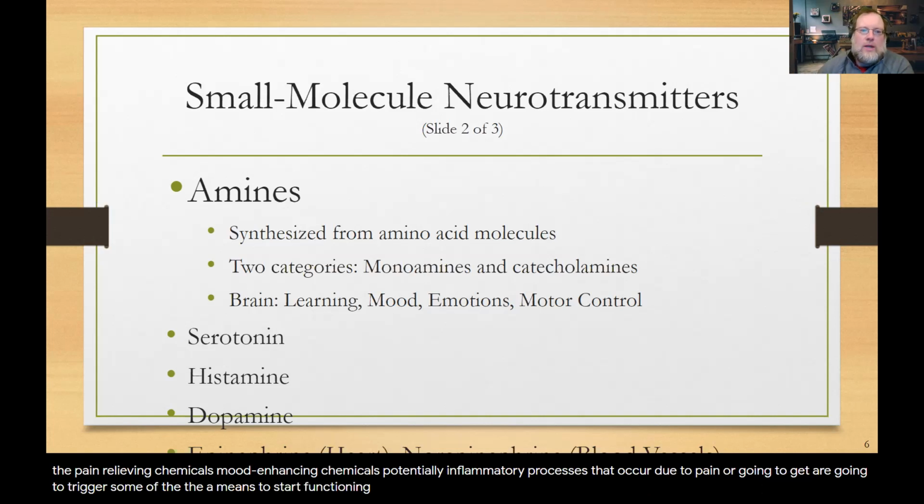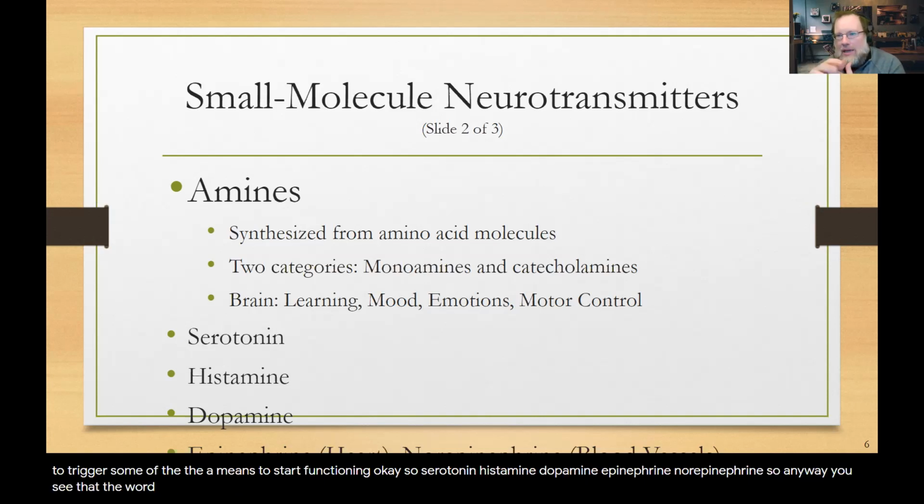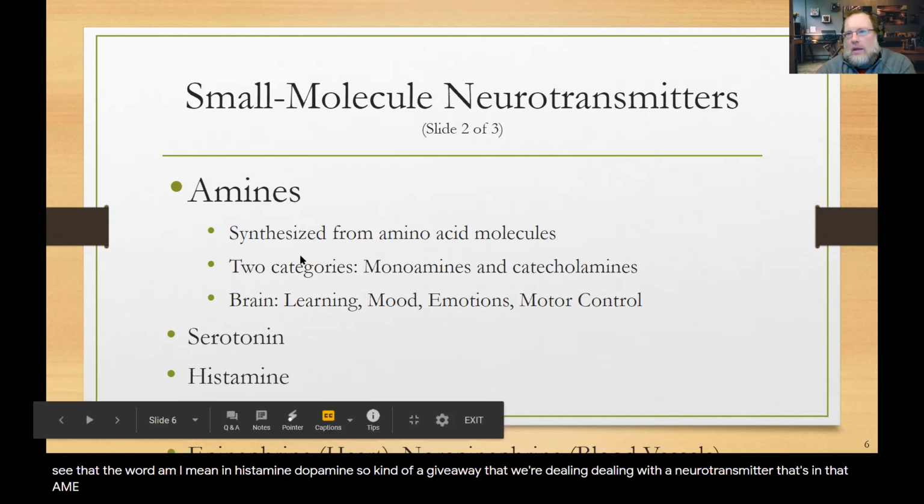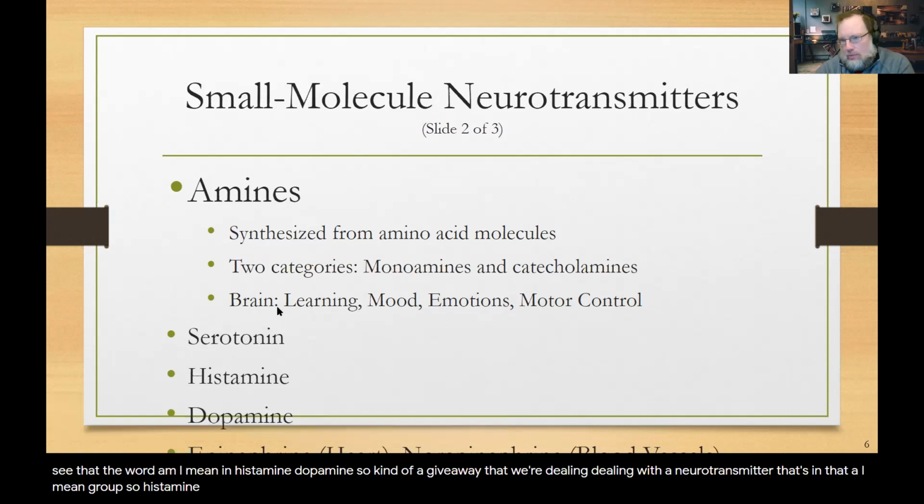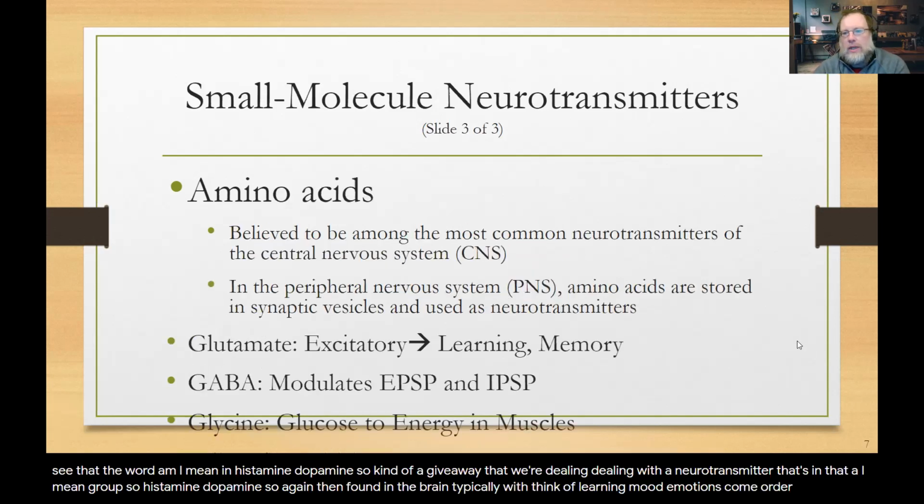So serotonin, histamine, dopamine, epinephrine, norepinephrine. You see the word amine in histamine, dopamine. So that's kind of a giveaway that we're dealing with a neurotransmitter that's in that amine group. Again, found in the brain, typically we think of learning, mood, emotions, motor control associated with those.